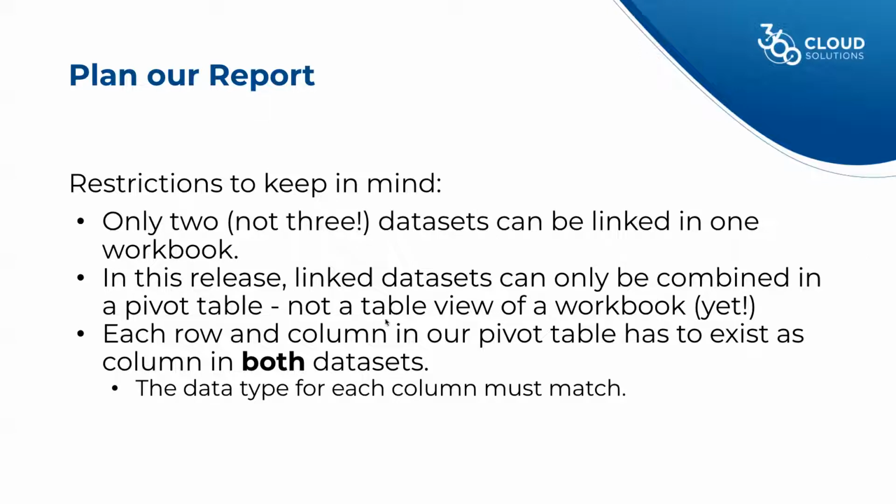Each row and column in our pivot table has to exist as a column in both data sets. That also goes for our calculated values, which we'll see as we get further into this. The data type of each column must match. Very important. You won't be able to link the data sets column to column unless those columns have matching data types. So we'll keep that in mind.